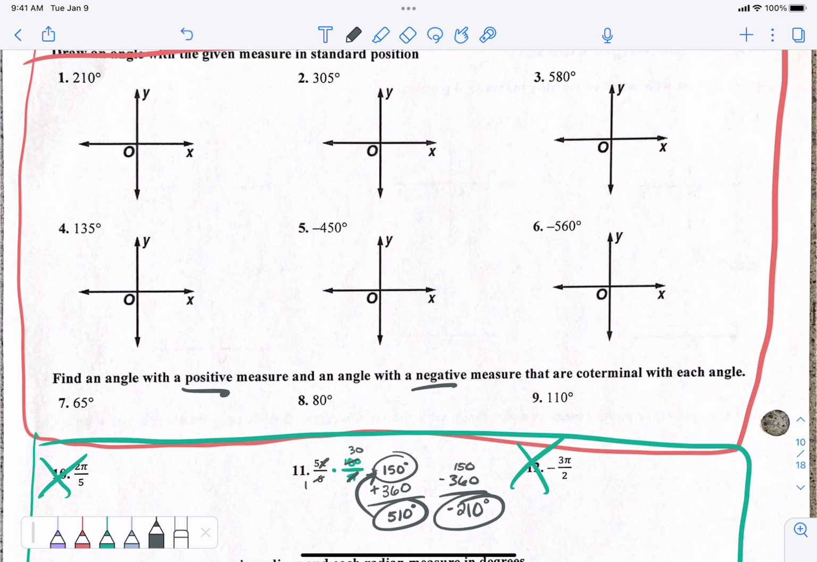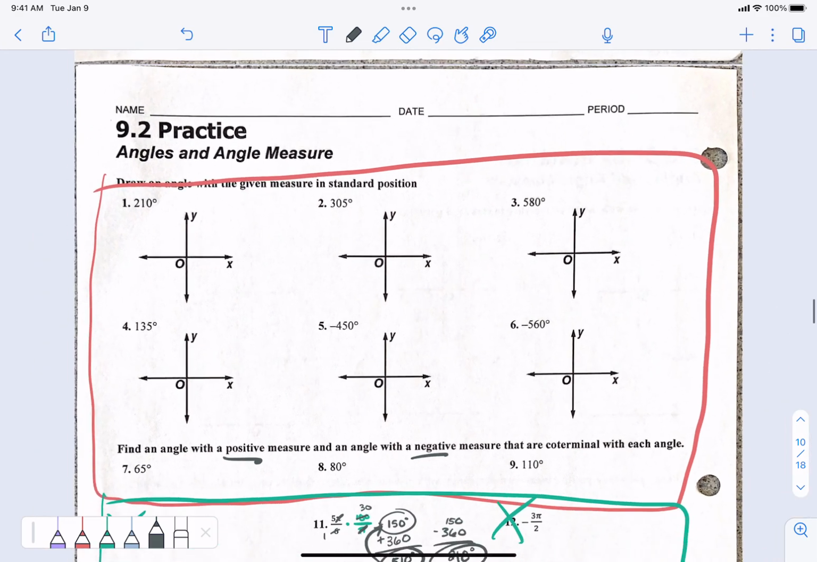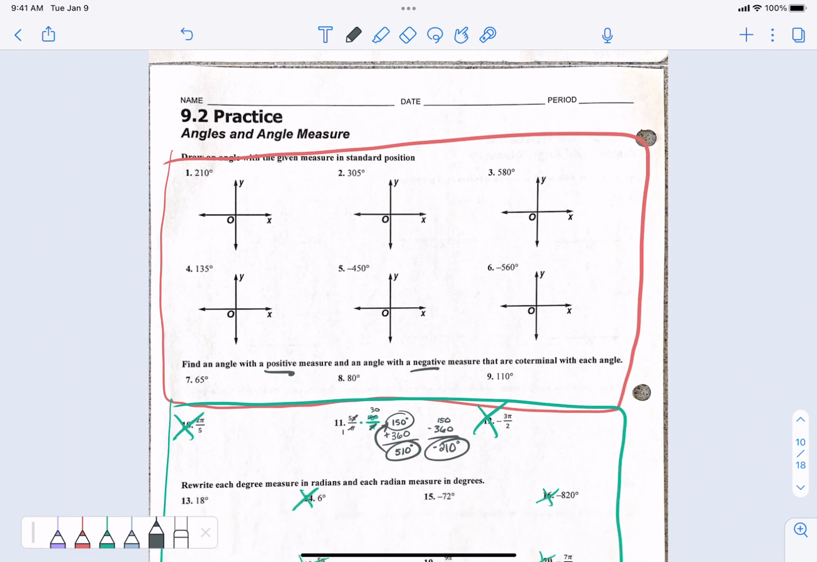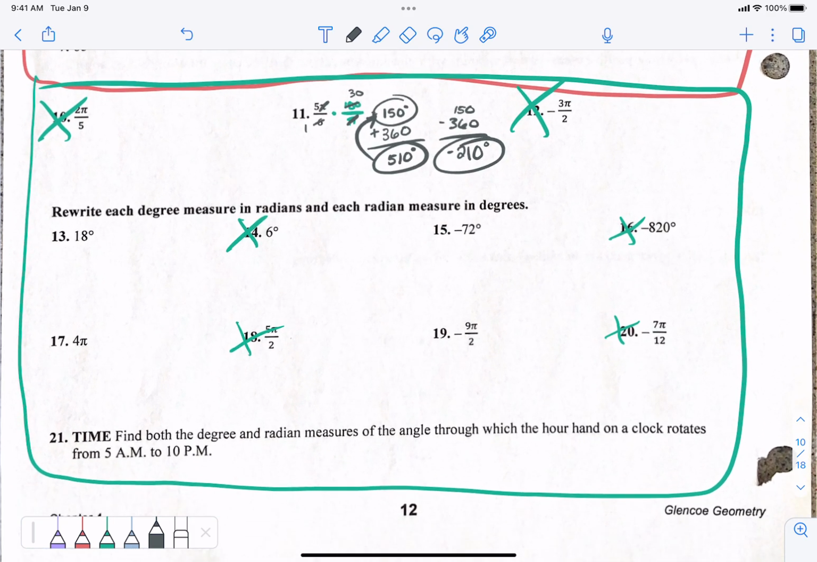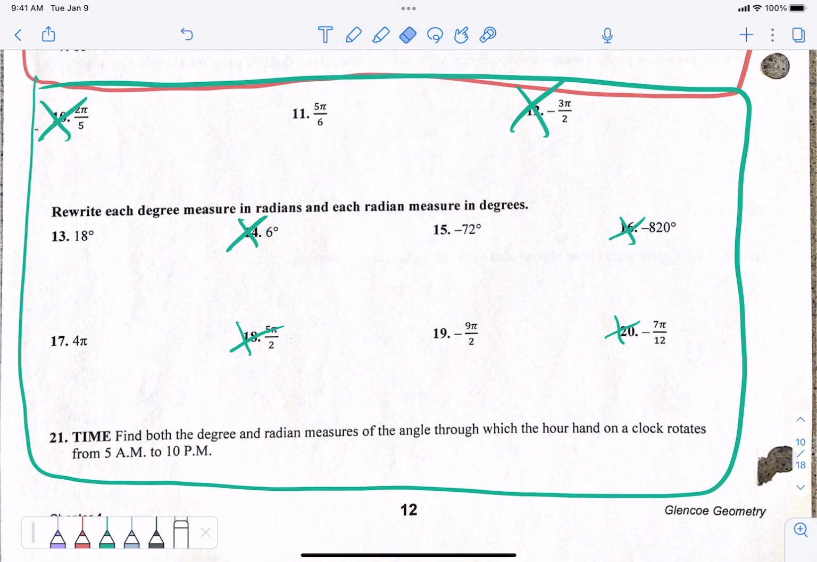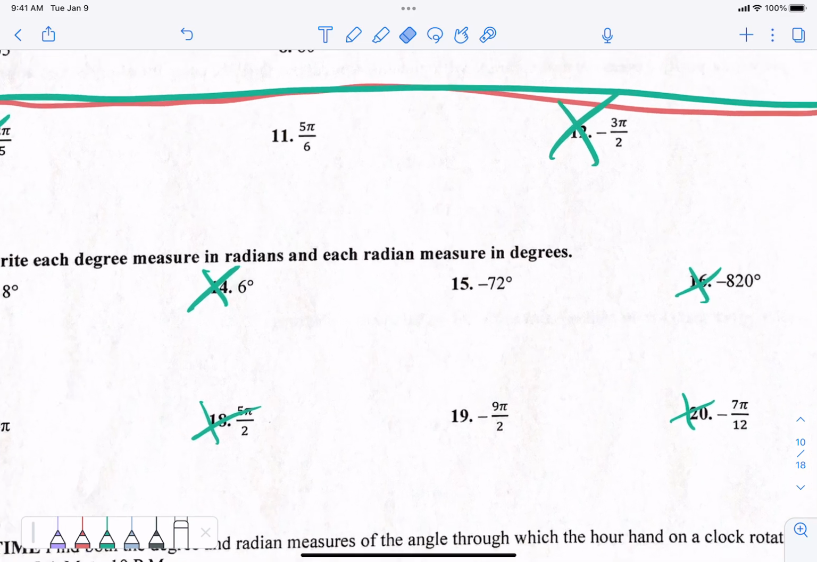Yep. Okay. Mackenzie, on practice side, you should have done 1 through 9 all from yesterday. And then starting with number 10 through 21, you're just doing the odds. So it'd be 11 through 21 odds. So you can cross off 10, 12, 14, 16, 18, and so on. You can cancel those off. Odds. Okay? Now let's do 11 together.